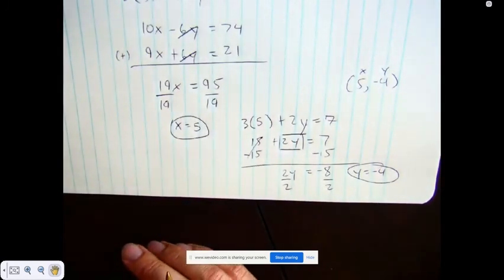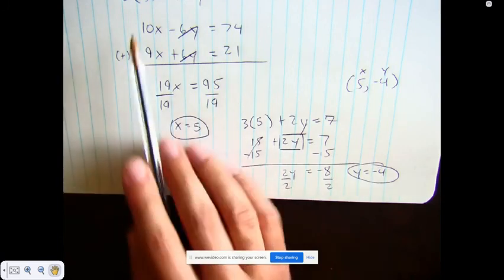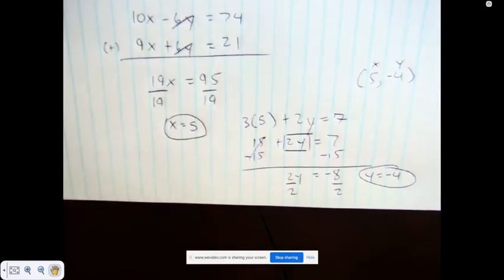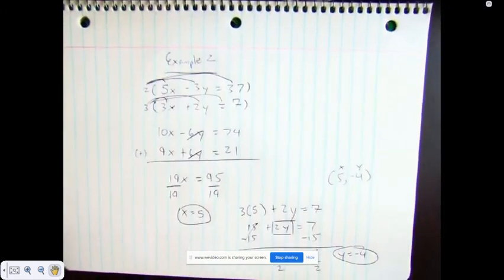And we're done. That's it for both of the examples that we're working with today. So you've seen an example where you cancel out the x or the y variable, and you have also seen an example where we have to multiply by a number that's negative and a number that is not negative.